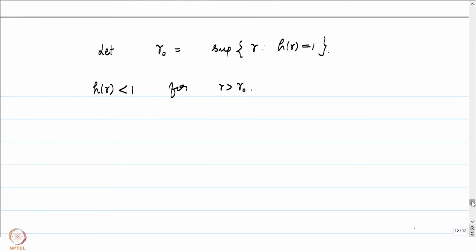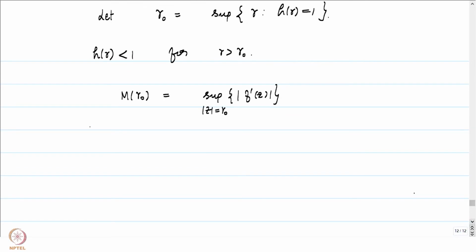Let's now focus on m of r naught. What was m of r naught? Recall that m of r naught is just the supremum of the absolute value of f prime of z, where we range over the circle of radius r naught. That circle is a compact set, and f prime, being a continuous function, attains its maximum at some point. Let's call it z naught. Let z naught be such that mod z naught is equal to r naught and mod f prime of z naught is equal to m of r naught. Suppose we pick one such point.